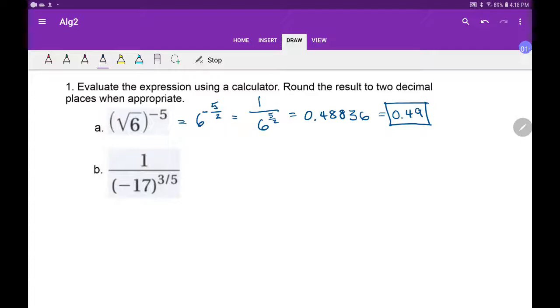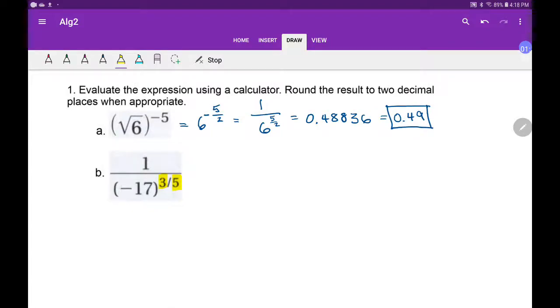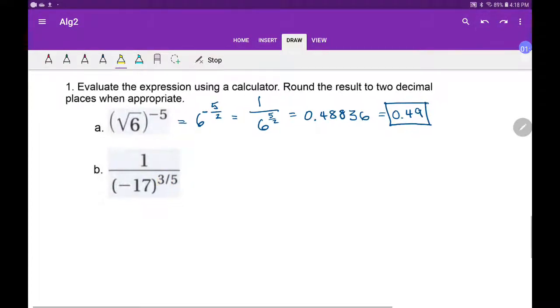All right, and then we have negative 17. Now again, with the negatives, I'd like to know what's going to happen. I'm going to raise it to the 3rd power. That's not going to get rid of the negative. And then I'm going to take the 5th root, and that's not going to get rid of the negative. So what I'm going to do is find the inverse of 17 to the 3 over 5. And then I'm just going to assign the answer as negative, because I know it's going to be negative, okay?